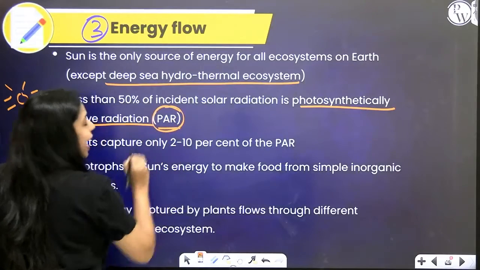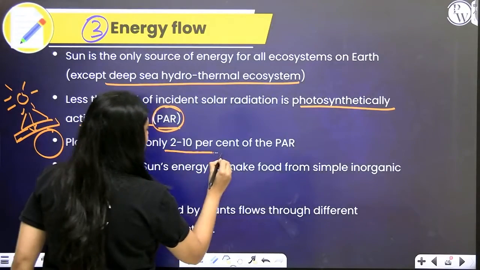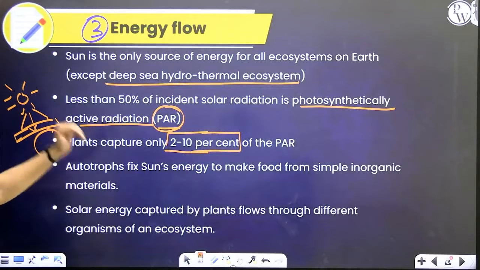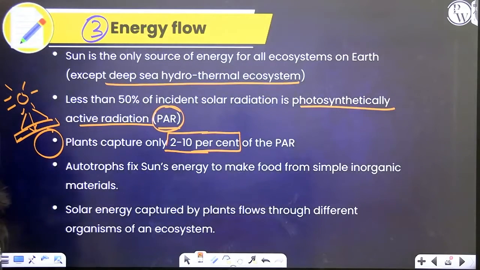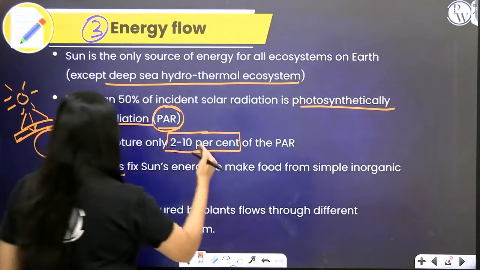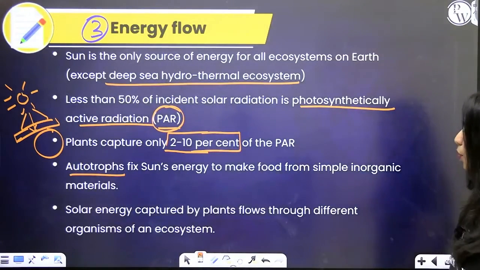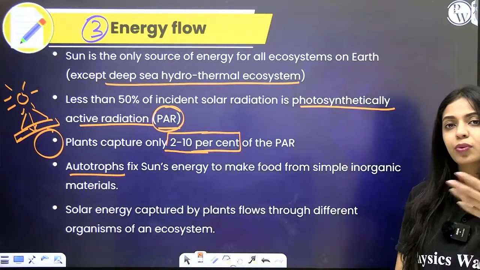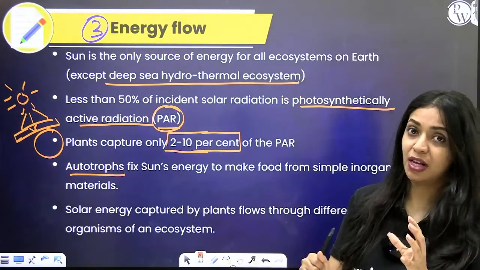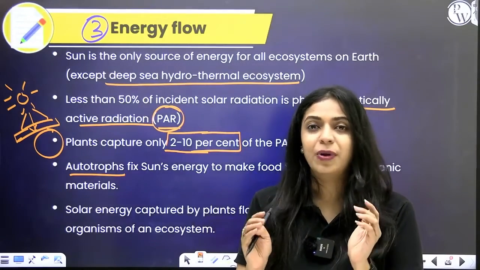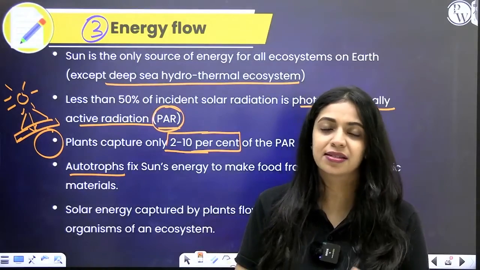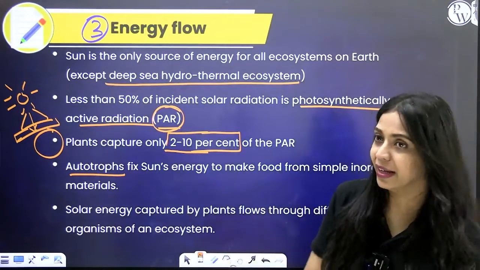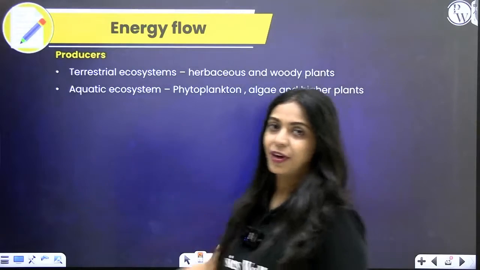Of this photosynthetically active radiation, plants capture only 2 to 10%. Just that 2 to 10% itself will sustain pretty much all life on earth, right? So the plants make use of the sun's energy to synthesize organic food or organic matter, and then whatever organic matter is synthesized by plants will flow through different organisms. That energy, whatever plants fix by making use of sunlight, is not trapped in plants forever. So the plants will make use of some of the food that they've synthesized. Remaining things will be eaten by animals, and some other animals will eat those animals. So it's all getting transferred between different organisms.